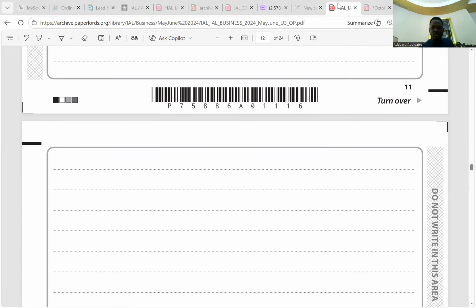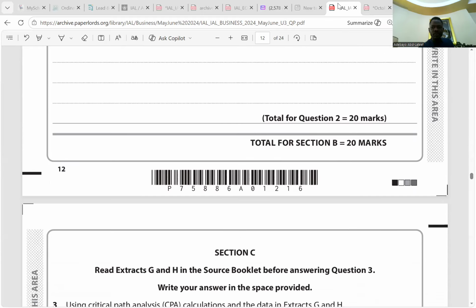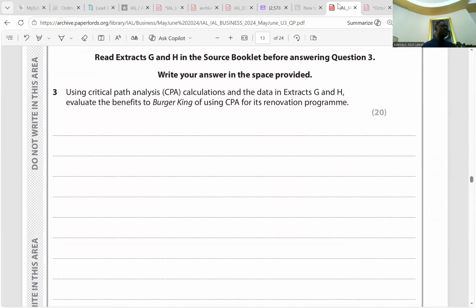Question 3. The question says, using critical path analysis calculation and the data in extract G and H, evaluate the benefit to Burger King of using CPA for its renovation program. CPA is a decision-making tool and planning tool that can provide Burger King and its franchisees with a useful overview of the renovation plan or project.